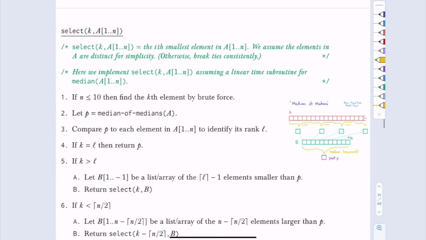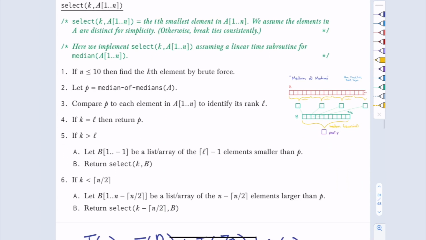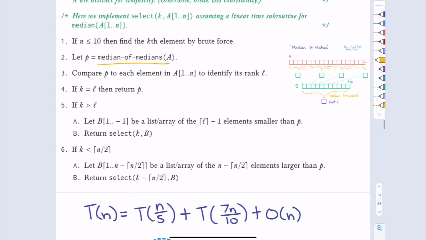Okay, so now here's the algorithm. The only thing different is that I'm now using this median of medians subroutine instead of the approximate median. But otherwise, it's the same idea. I compute the rank of the pivot I get. I divide things. I recurse on the appropriate half.